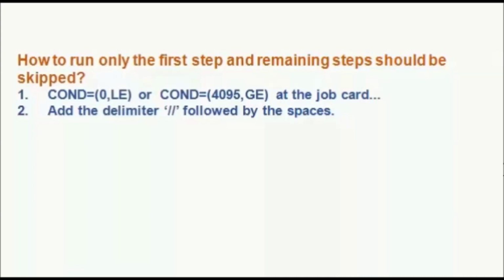Assume my job returns the return code as 4. The condition will be checked like this: 0 is less than or equal to 4. The condition is true, so the step will be skipped. The other way is simply to add a delimiter before the second step.